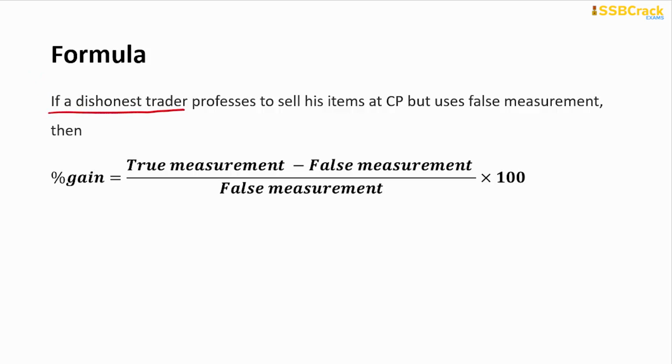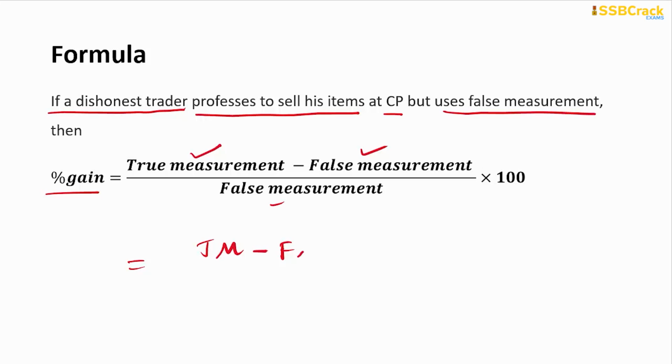If a dishonest trader professes to sell his items at CP but uses false measurement, then the gain percent for that person we calculate by true measurement minus false measurement upon false measurement into 100. In the question, they will mention that there is a true measurement but the person is using some false measurement. So what is the gain percent? You can directly plug in the true measurement Tm minus the false measurement Fm upon Fm into 100. So you can remember the formula this way: Tm minus Fm upon Fm into 100.